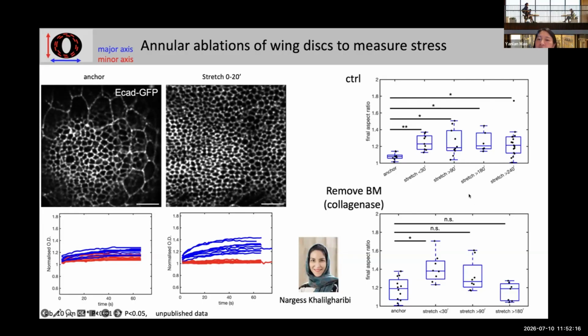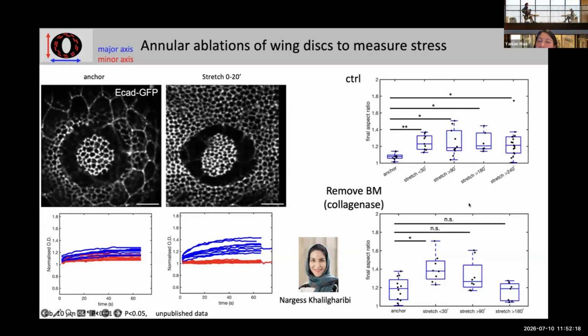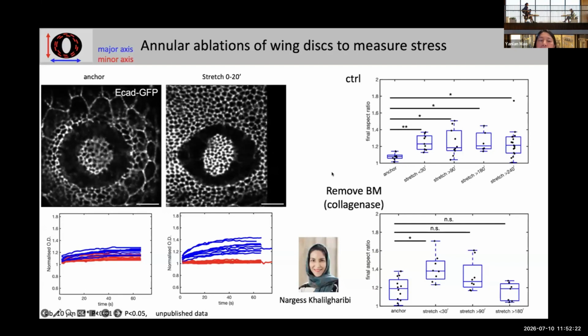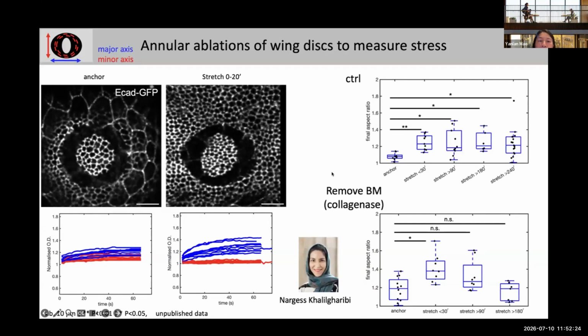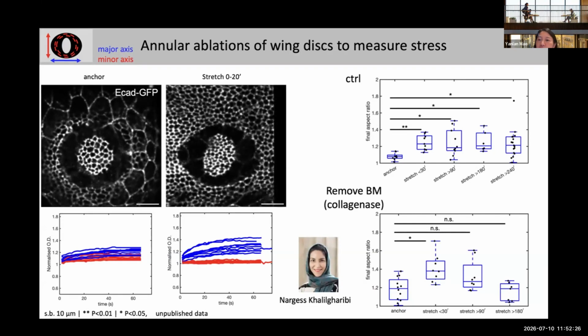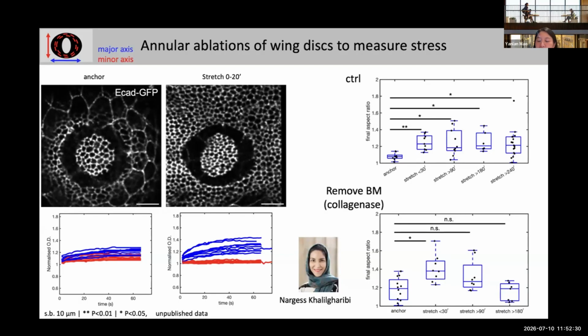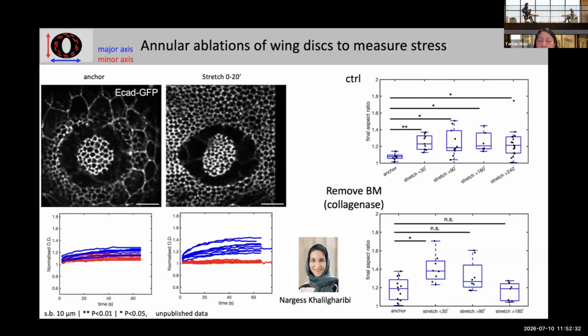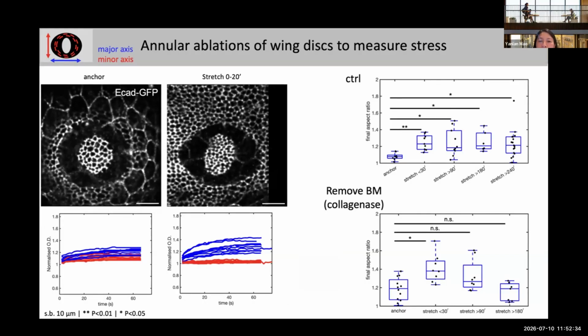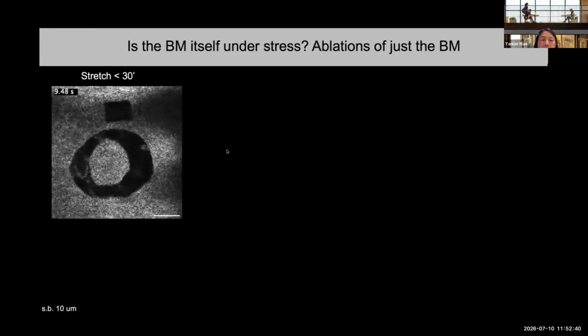And so what this shows is that if you don't have a basement membrane, you have a much shorter mechanical memory, as we call it, and this we think therefore shows that basement membrane is really helping the tissue maintain this long ability to buffer forces and fluctuations in the tissue of the animal. Okay. And so, but of course, this means that the basement membrane itself has to be under stress.